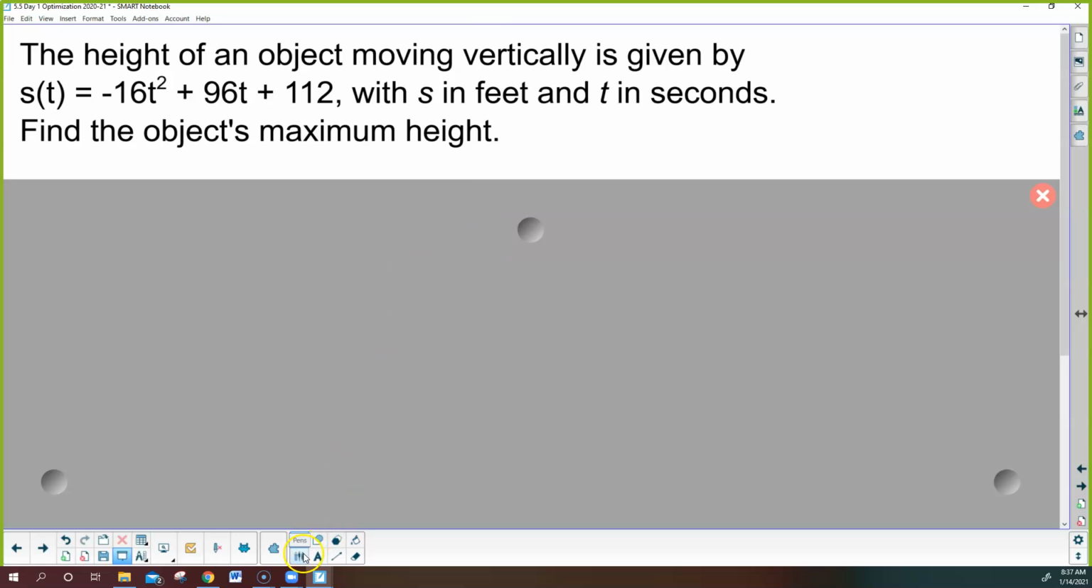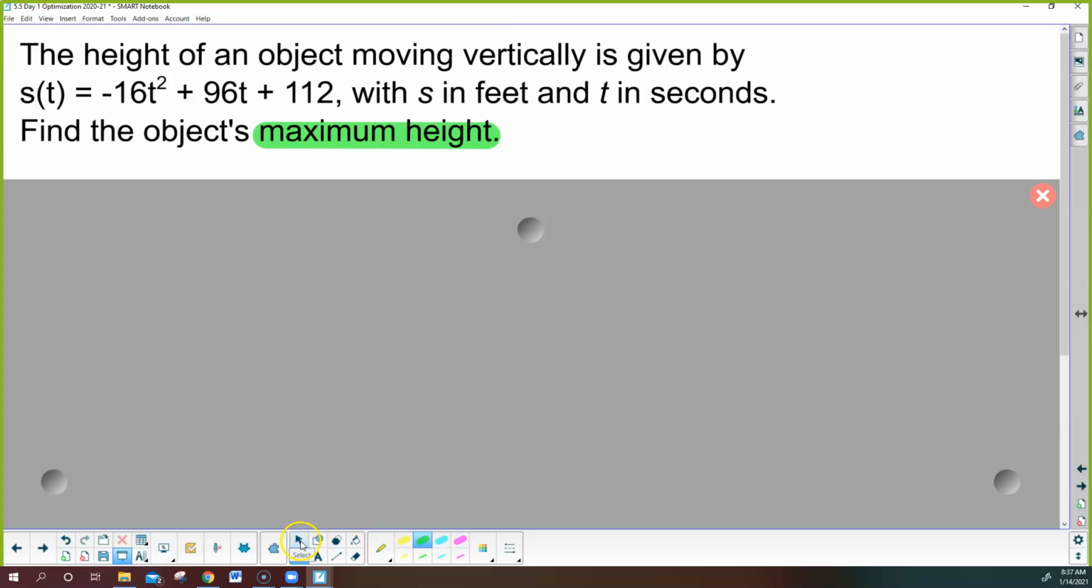And this one is disguised as an optimization problem. A lot of times students don't think of this as an optimization problem, which is actually kind of nice because we've already done problems like this. Right? So the height of an object moving vertically is given by the equation S of t. So I think of S of t as our position equation. S is in feet, t is in seconds.